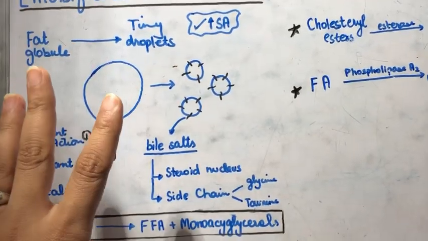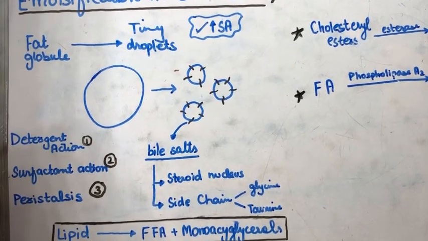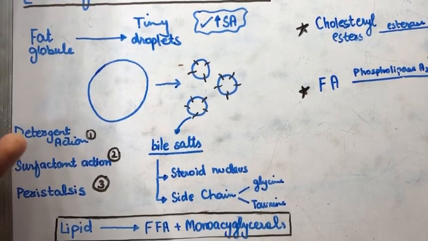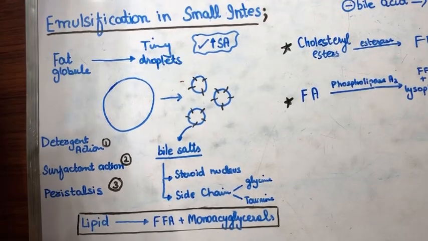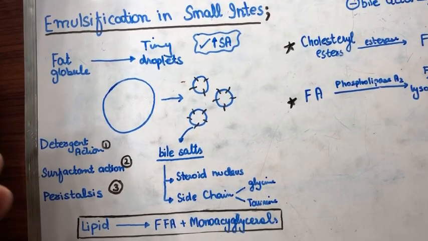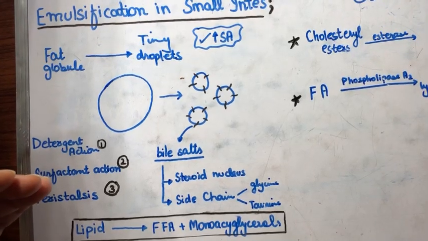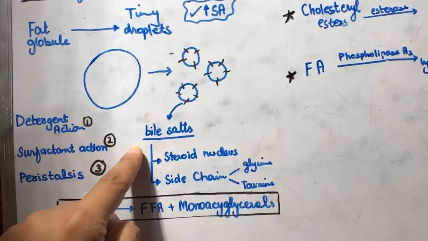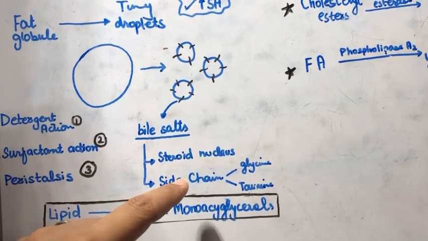There are three mechanisms in emulsification: the detergent action, surfactant action, and peristalsis. Detergent action: bile salts are the biological detergents derived from cholesterol in the liver. They stabilize the tiny drops by preventing them from coalescing. In bile salts, we have the steroid nucleus and the side chain.